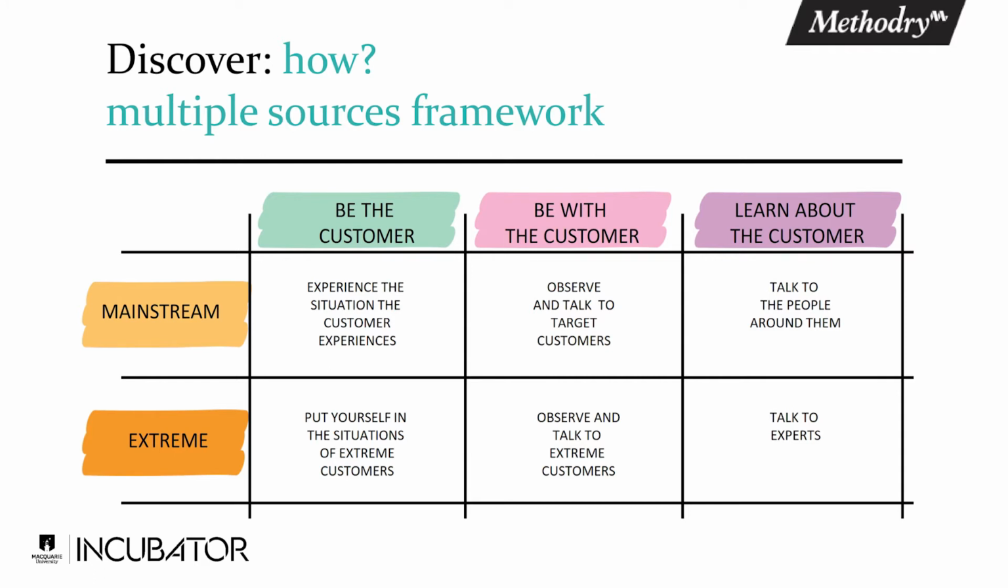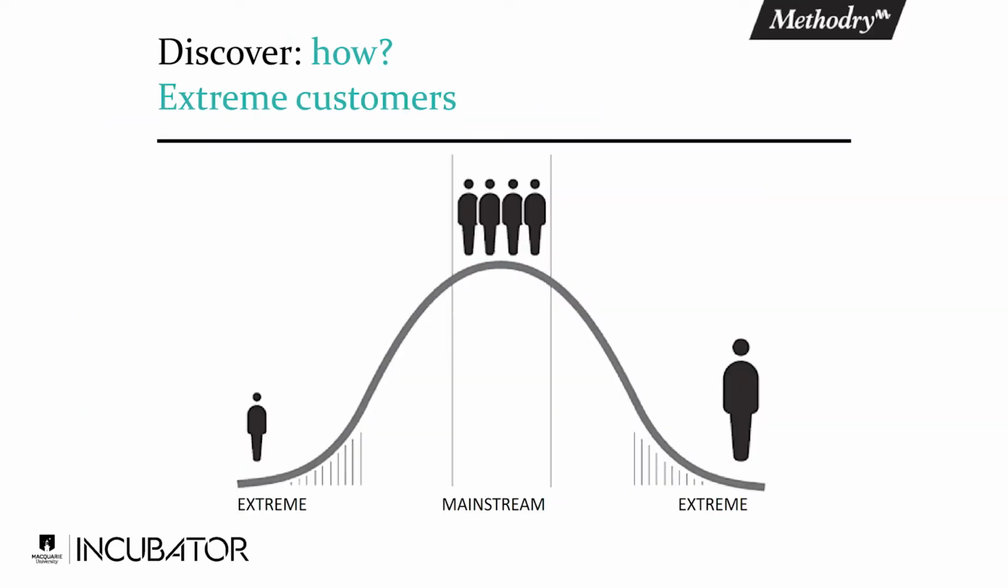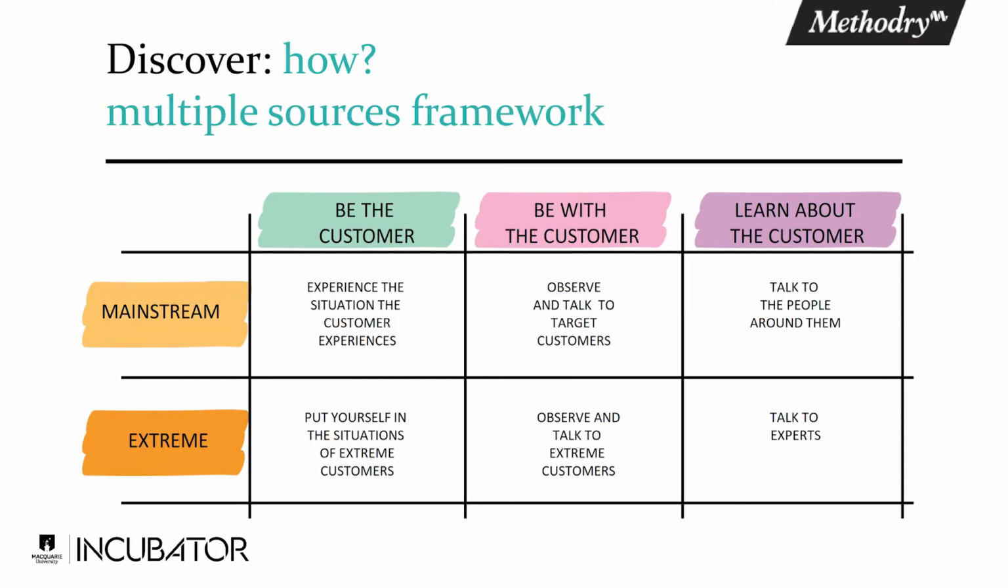Yeah? So mainstream users are the folks that your product is targeted at. The extreme users are at either end of the spectrum, either people that you expect never to use your product or people that you expect to use it all of the time. And what we try to do is make sure that we connect with both of those groups. So with each of those groups, the mainstream and the extreme, what we try to do is be the customer, be with the customer, and learn about the customer.